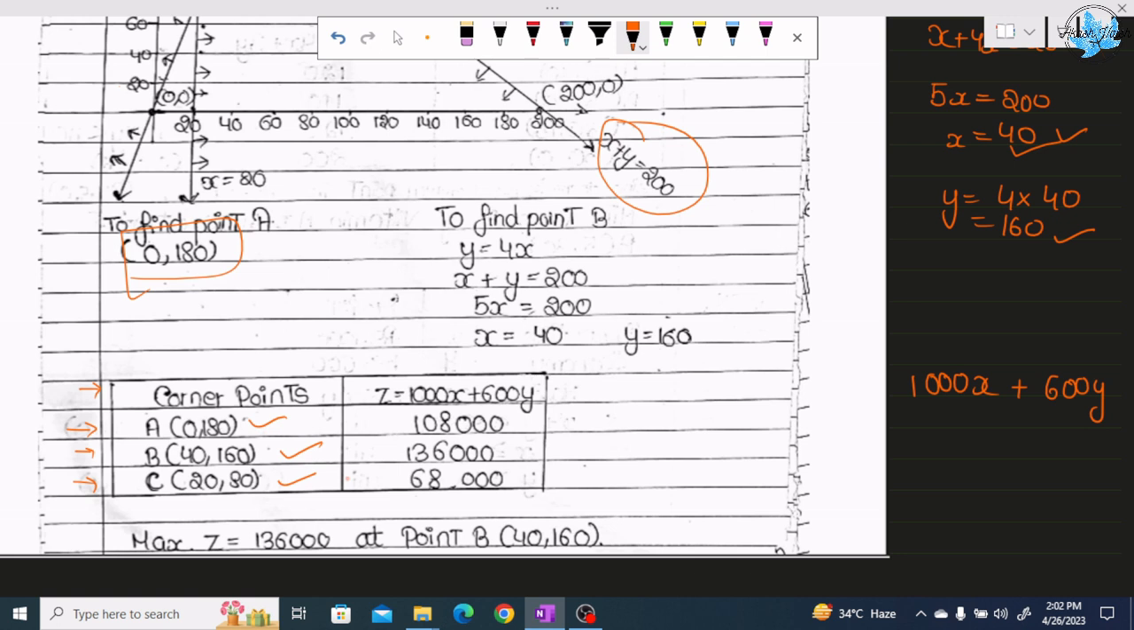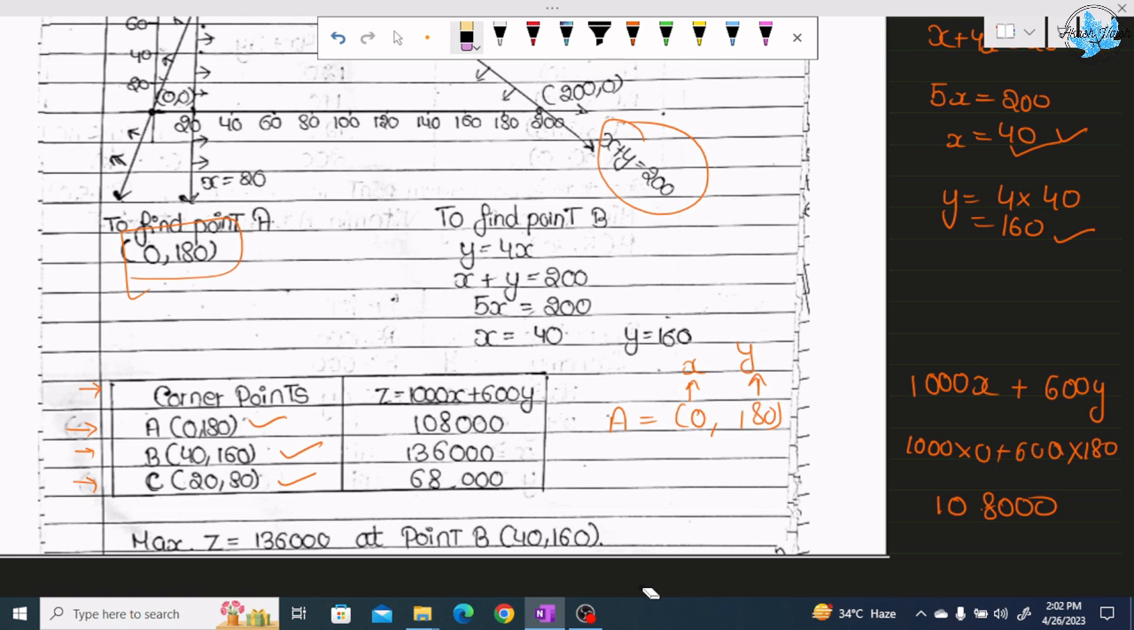So just put the value of the A coordinate. The A coordinate is given to you, that is (0, 180). So 0 is the value of the x coordinate and 180 is the value of the y coordinate. Just put the value, that is 1000 into 0 plus 600 into 180. After solving this, you will get 1,08,000. Similarly, you have to find the value at the B and C coordinates. When you put the value of the B coordinate, x is 40 and y is 160. Similarly for the C coordinate, x is 20 and y is 80.